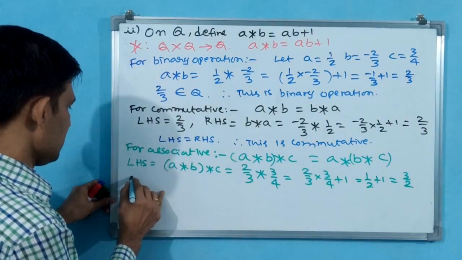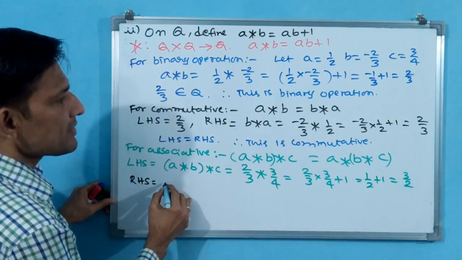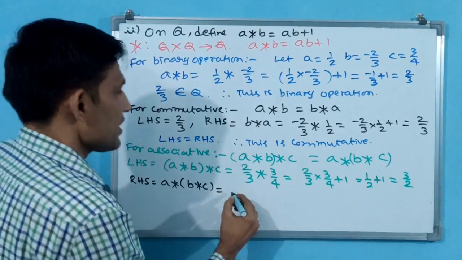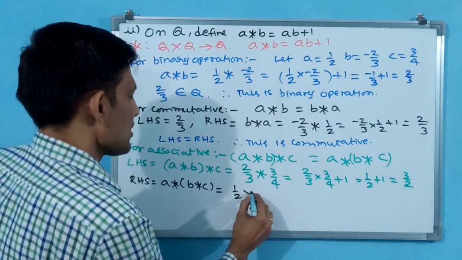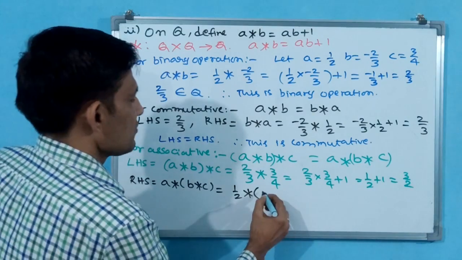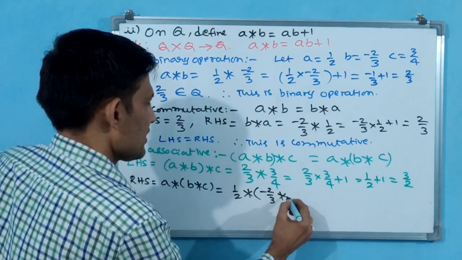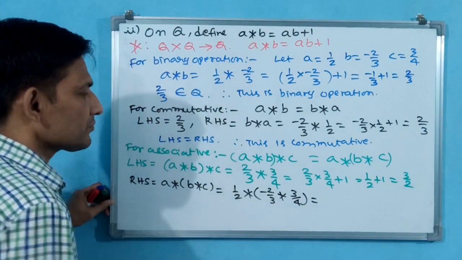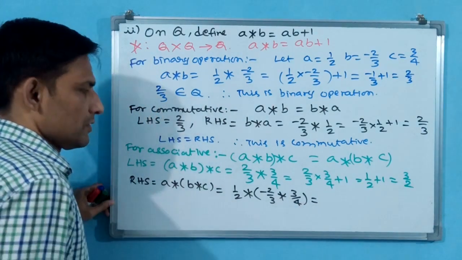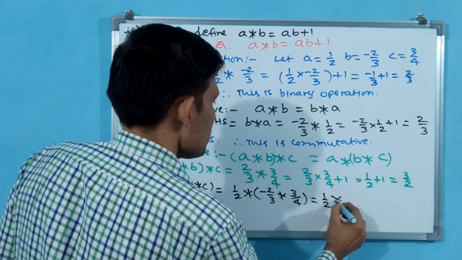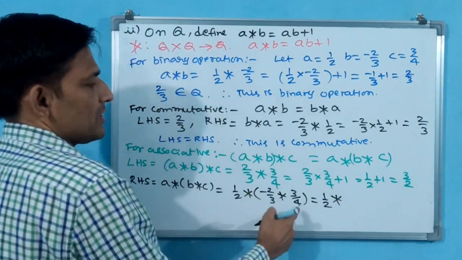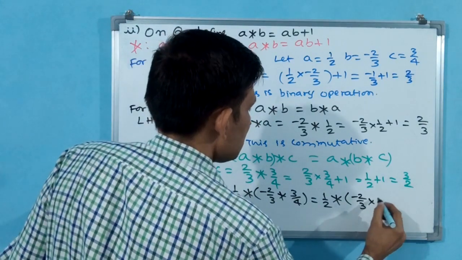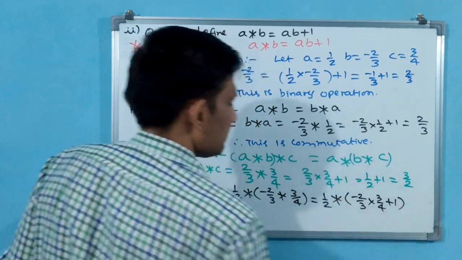RHS will be A star (B star C). That is equal to, A is how much? A is 1 by 2 star (B star C), which is minus 2 by 3 star 3 by 4, that is equal to 1 by 2 star C. First you finish this one: minus 2 by 3 into 3 by 4 plus 1.